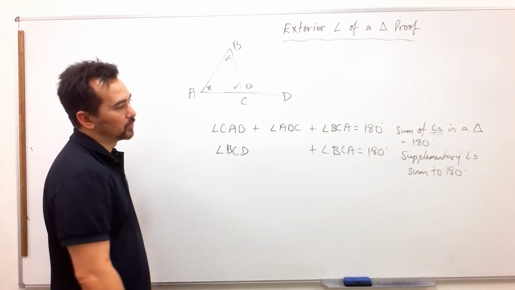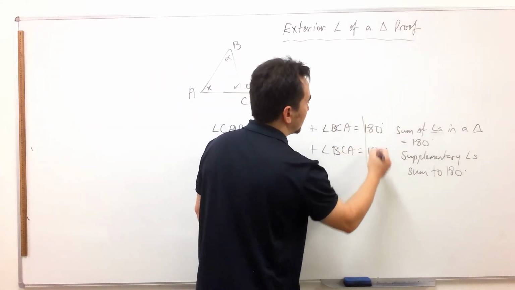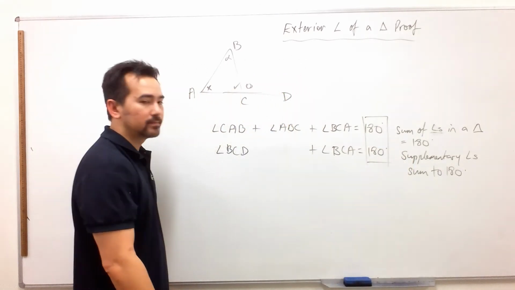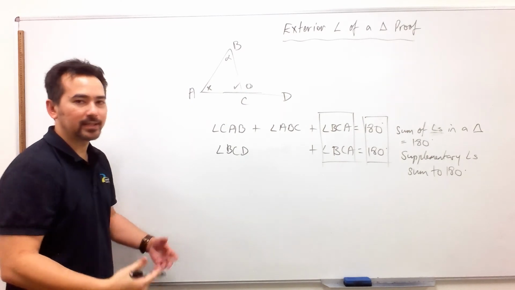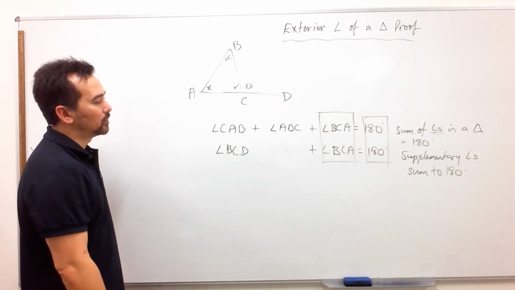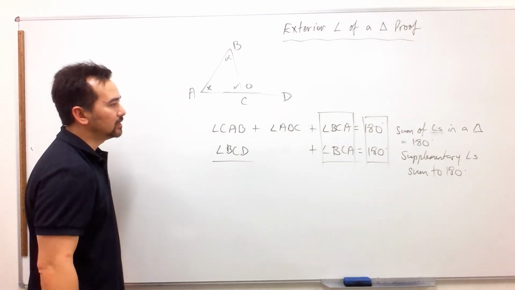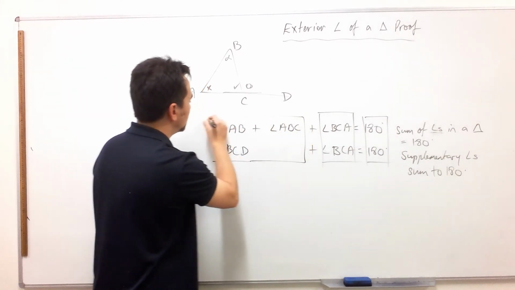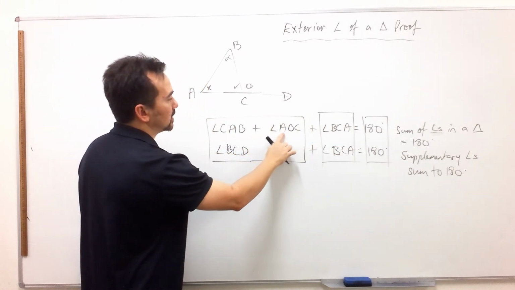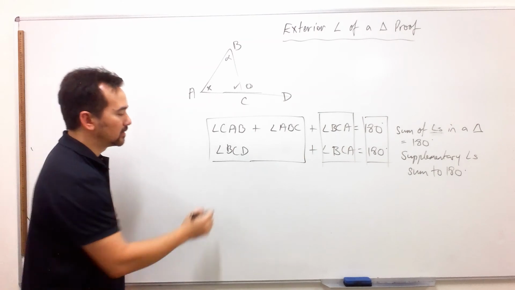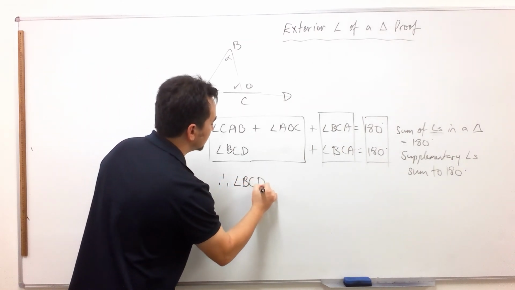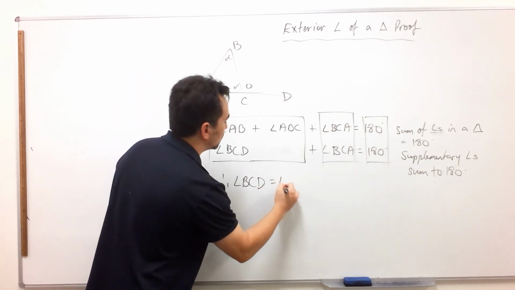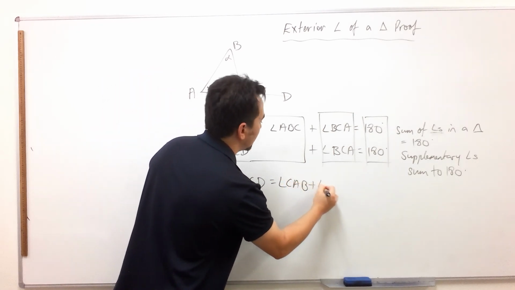And now we can conclude. Well, if the 180 degrees are equal to each other, if angle BCA are equal to each other, well then angle BCD must be equal to angle CAB plus angle ABC. They'd have to be. So let's write a little conclusion. We can say therefore angle BCD will always be equal to angle CAB plus angle ABC.